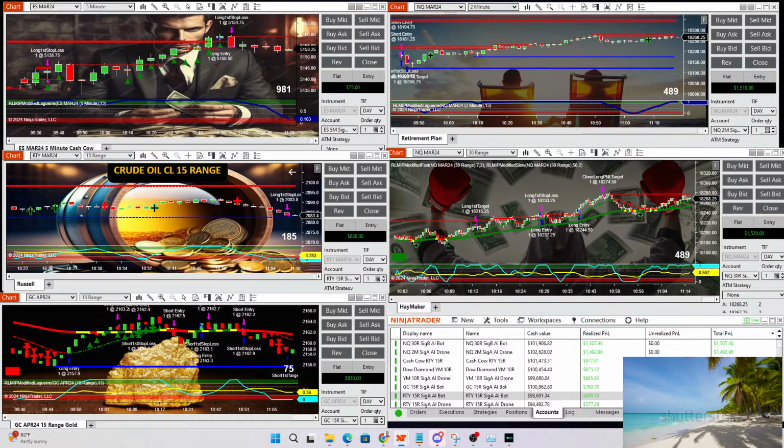That's our goal. And I think that, in fact, I know that this system is going to provide you with an edge over other retail traders. They just don't have a powerful tool like this like we do.